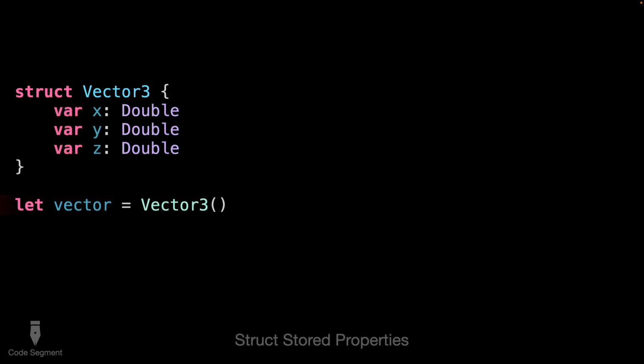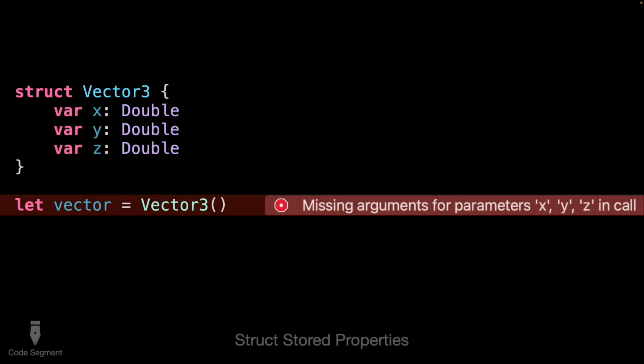So here's our struct. It has stored properties now, so we have our x, y, and z that we talked about. They are all doubles, because when you're dealing with a 3D coordinate system, typically you want them to be some sort of floating point number rather than an integer.